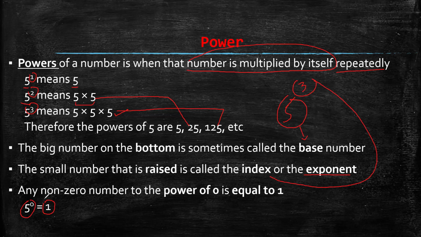Most of the questions come from this, like 5 raised to the power 0, 3 raised to the power 0. Any number with a power of 0 is equal to 1, and any variable as well. A raised to the power 0 is also equal to 1. Remember that any variable or number with an index or exponent equal to 0 gives the answer 1. So that is what power is.